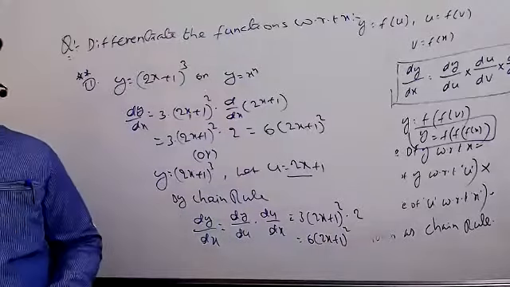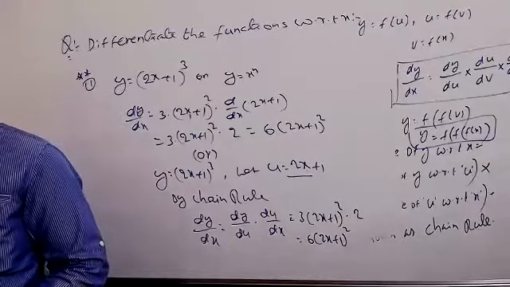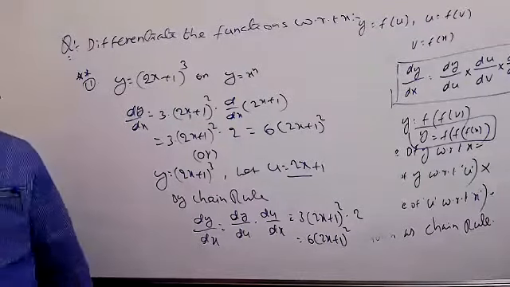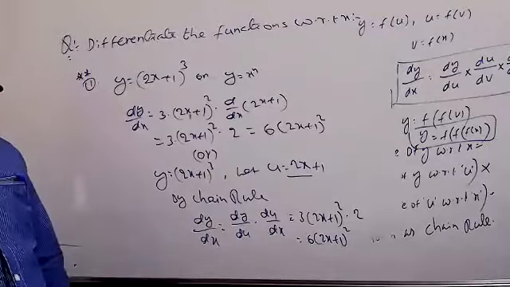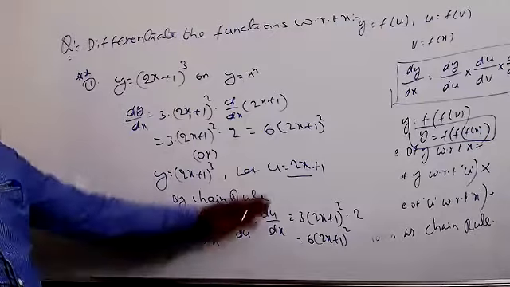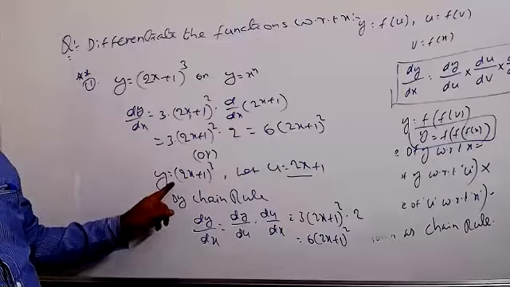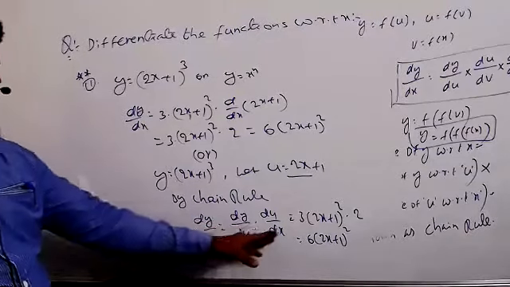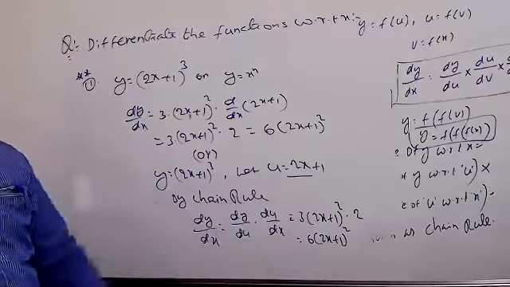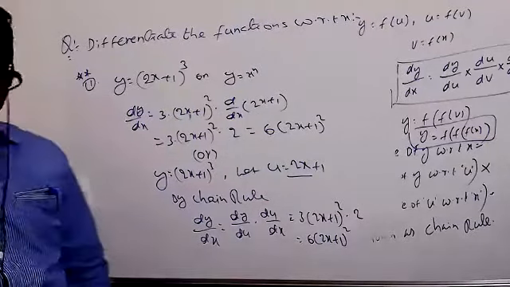You can do it any way, no problem, but we should always get the same answer. This is the normal method using chain rule. Because we take u here and this is u cube, differentiation of u cube with respect to u gives 3u square. So 3 into u square into du by dx, and differentiation of u with respect to x is 2 only. So 2 threes are 6 into (2x plus 1) whole square.